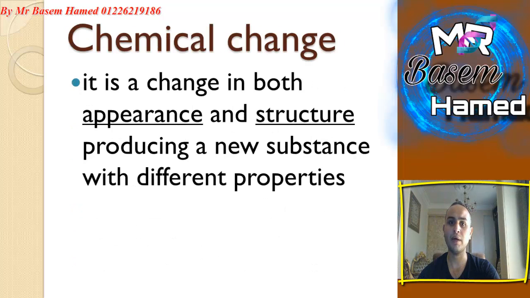So what about the chemical change? Chemical change is a change in appearance and structure. Both the shape and the structure change, producing a new substance with different properties. To produce a new substance, okay?